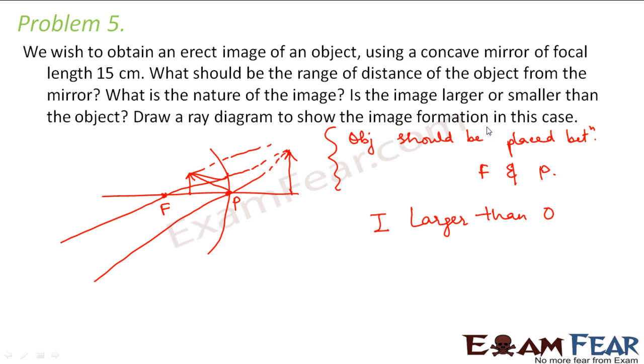Draw a ray diagram to show the image formation in this case. So that I have already drawn here, right? This line was drawn by mistake. Please try to plot all the ray diagrams yourselves so that you can get an idea of how and where exactly the image is getting formed, right?